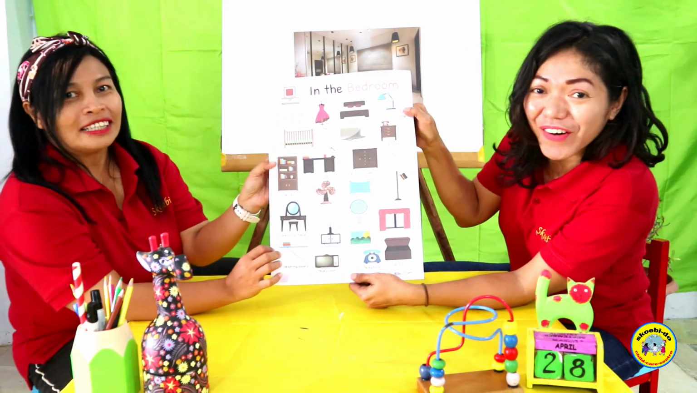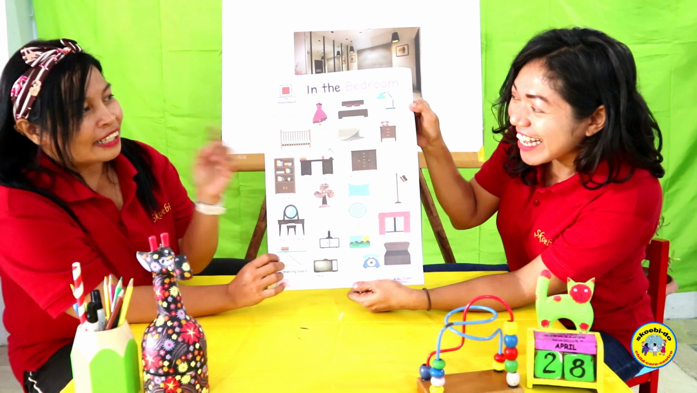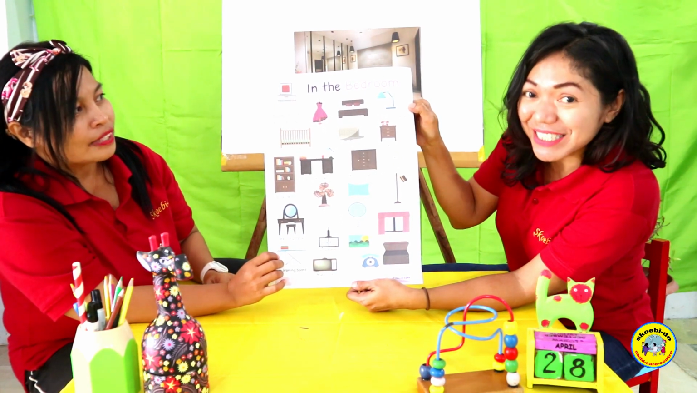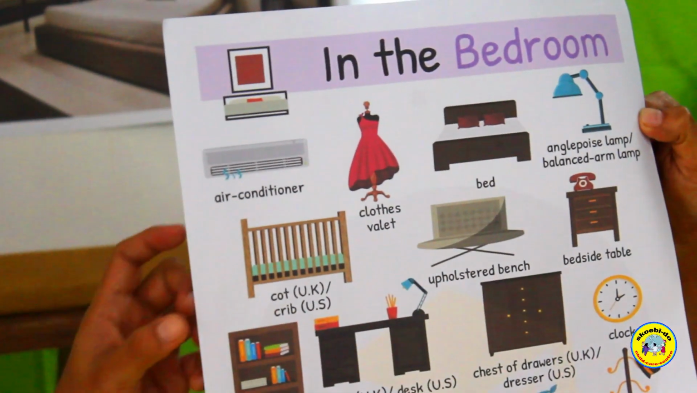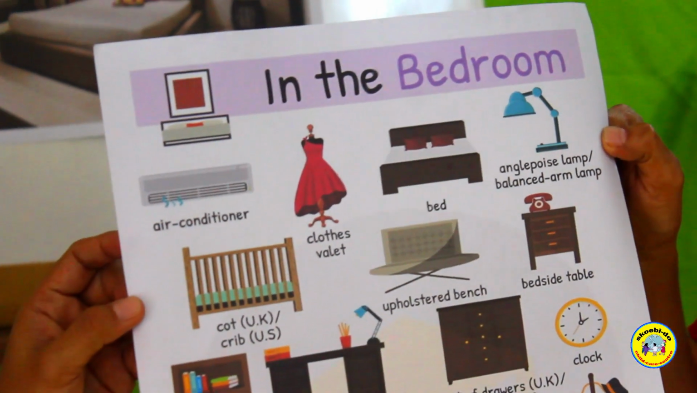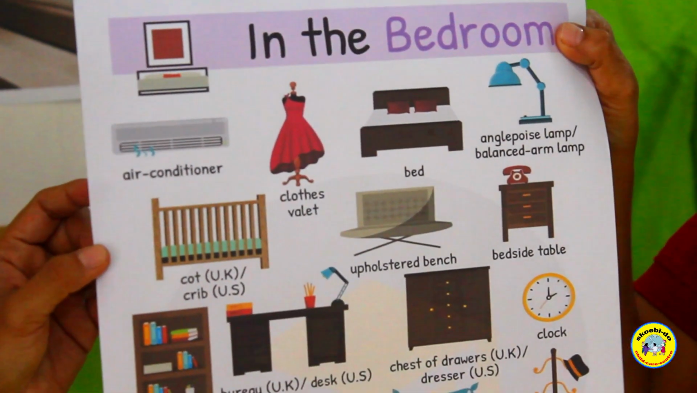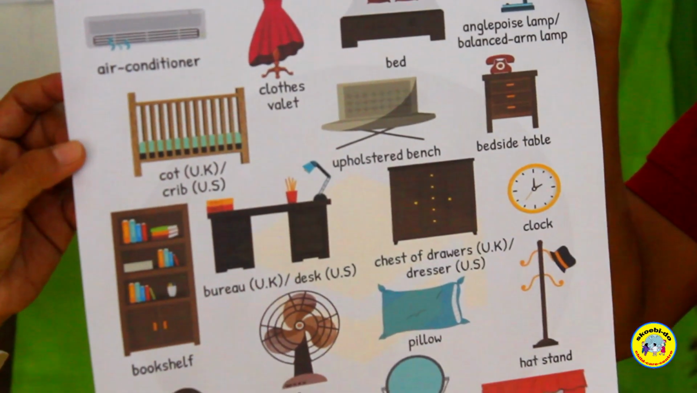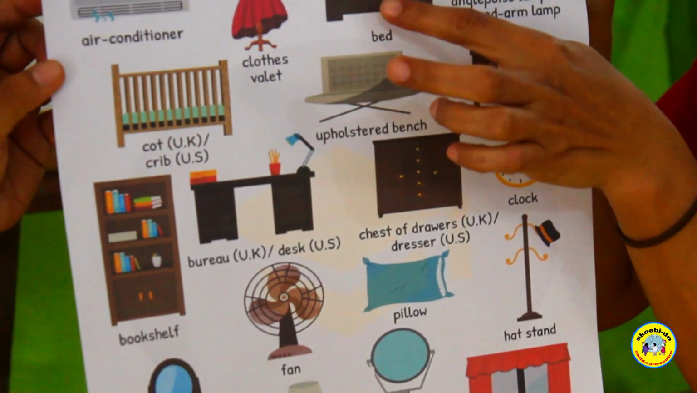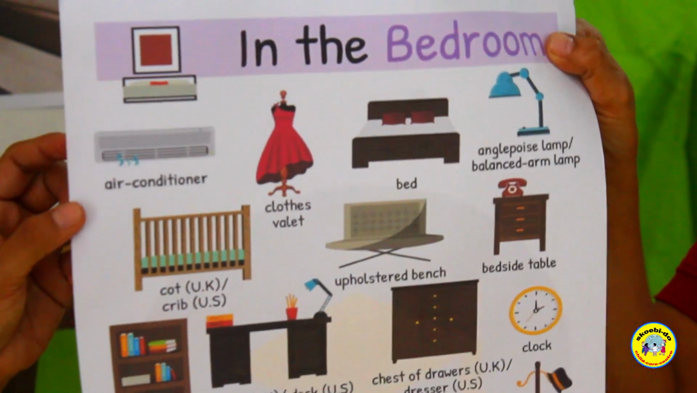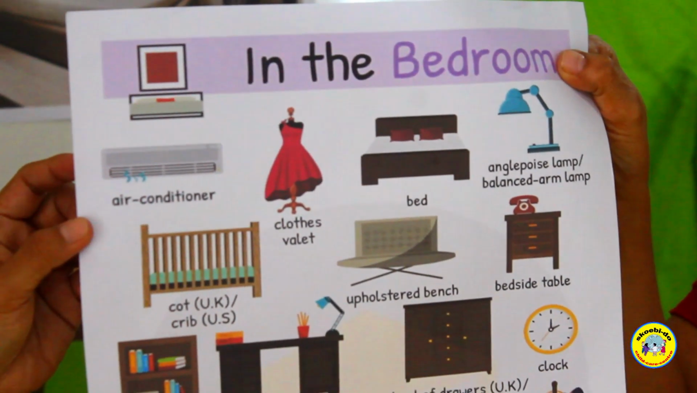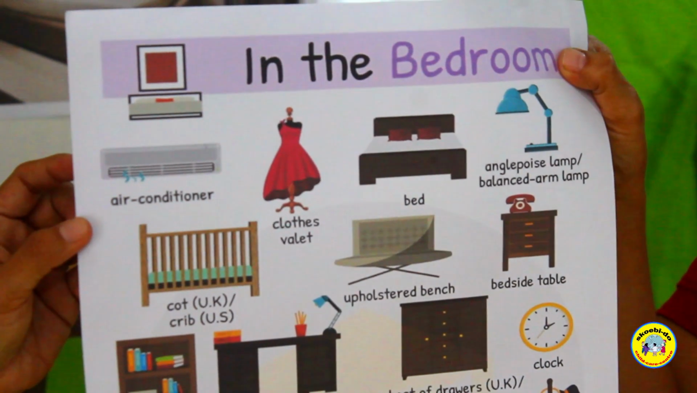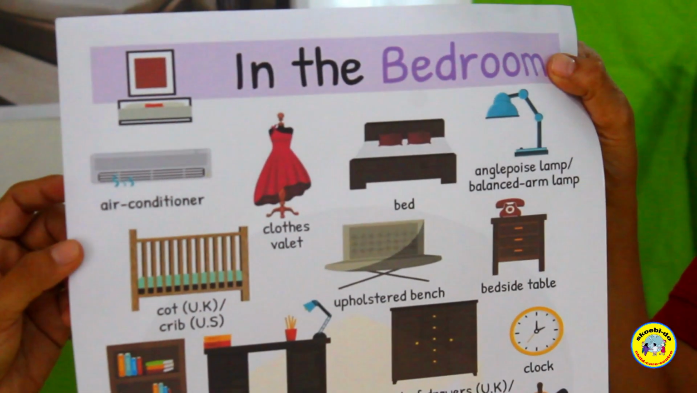Wow, come closer, kids. You may see clearly all the items in your bedroom. Okay, Miss Tasha, I see many things, many items here. How about this one? That one is a bed. Yes, I think all of you have a bed in your bedroom, right?